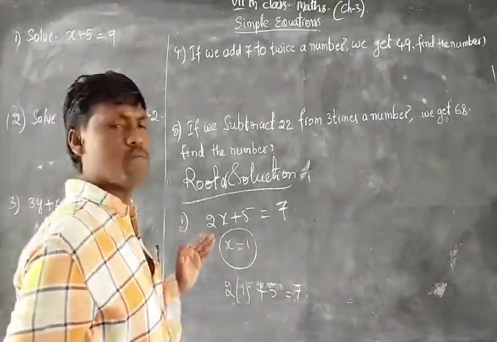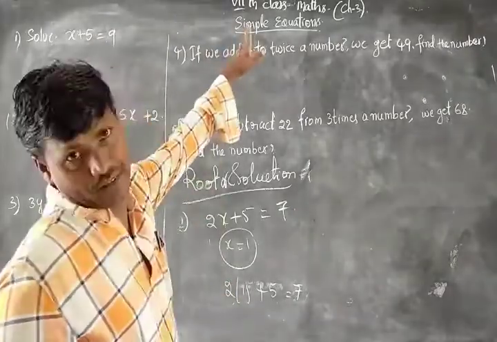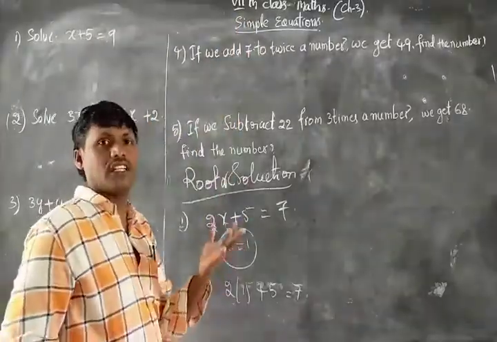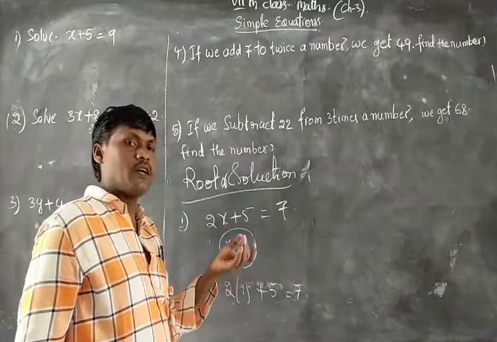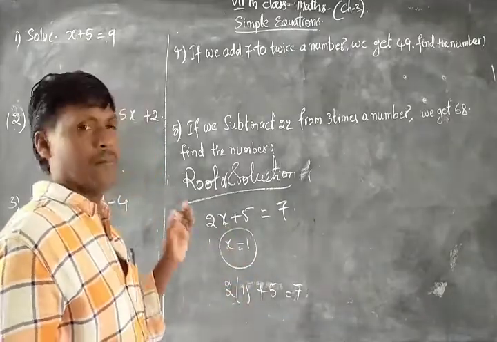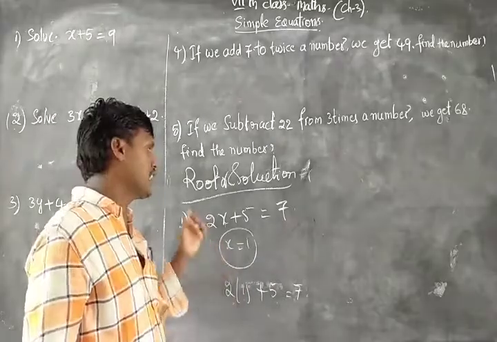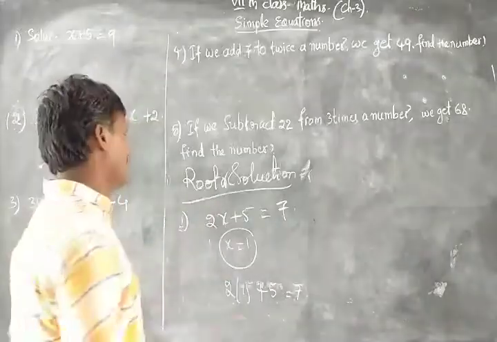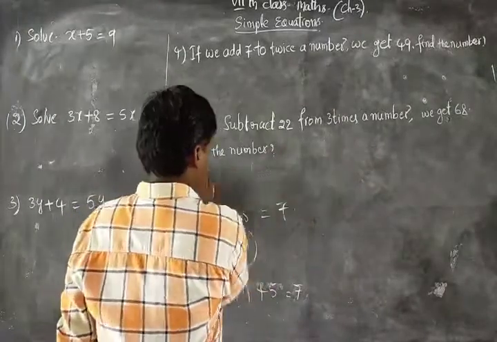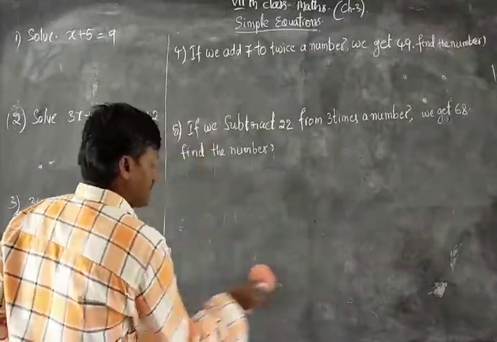So these are the basic points about simple equations. First we did term, next expression, numerical expression, algebraic expression, mathematical sentence, open sentence, equation, and root or solution. Next we are trying to do some problems. What are those problems? Let us see.